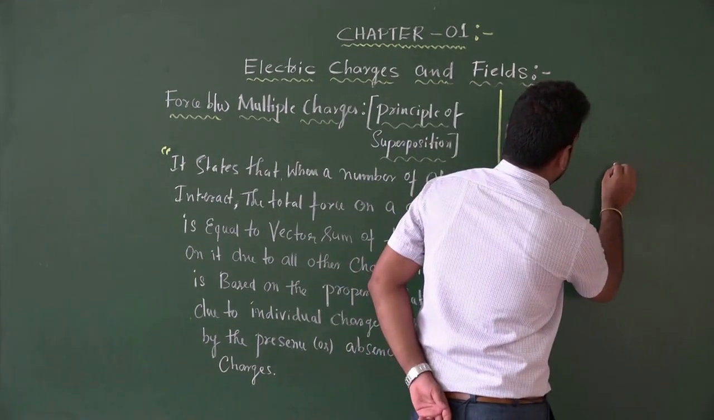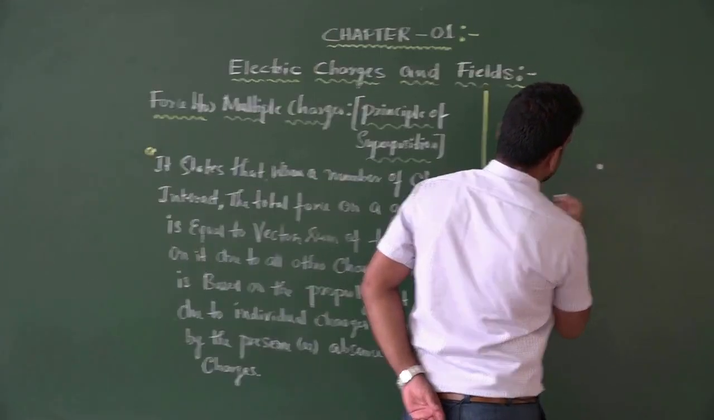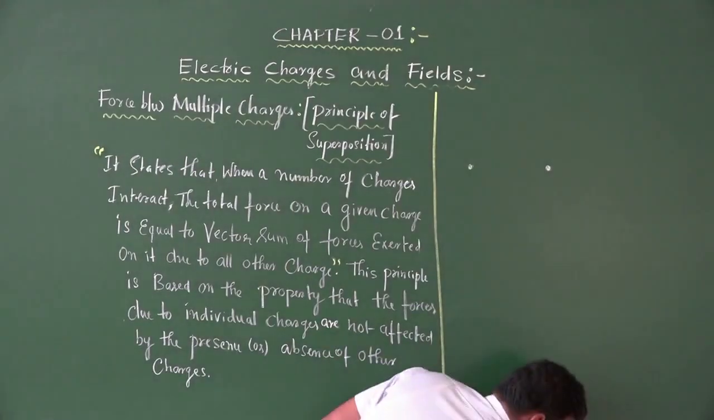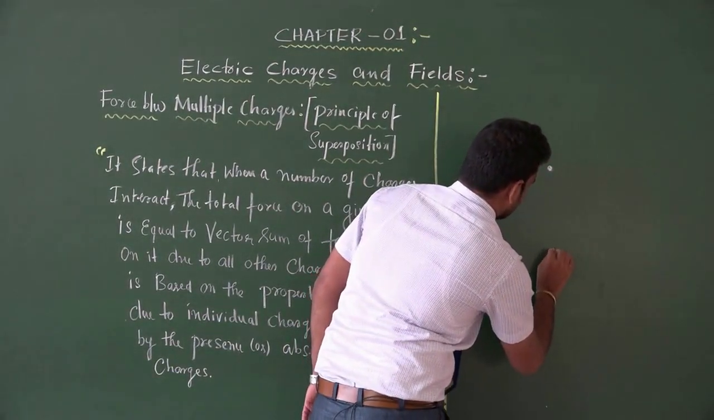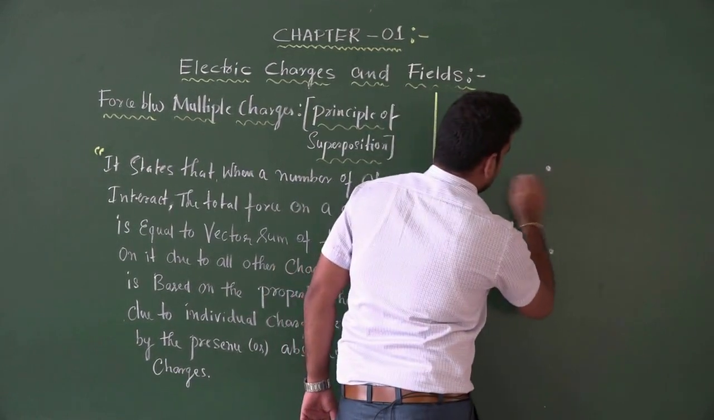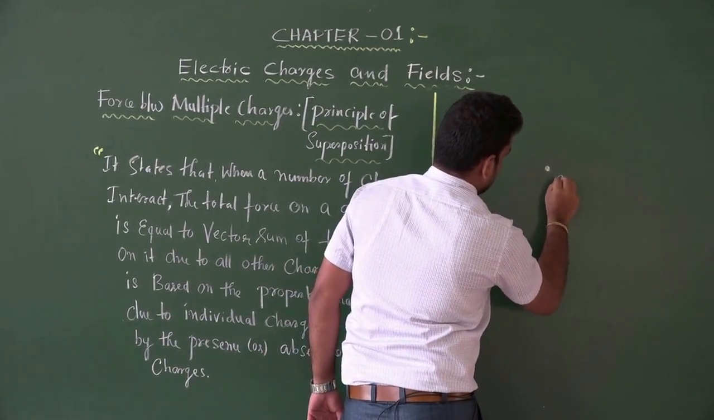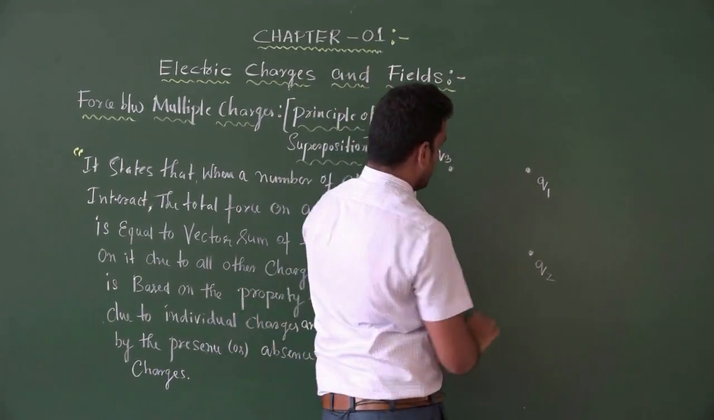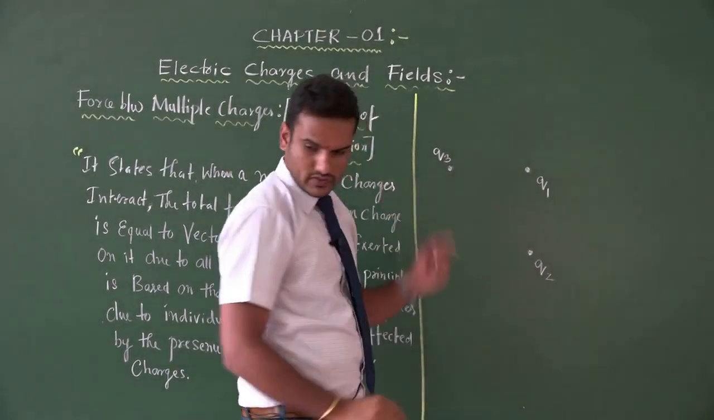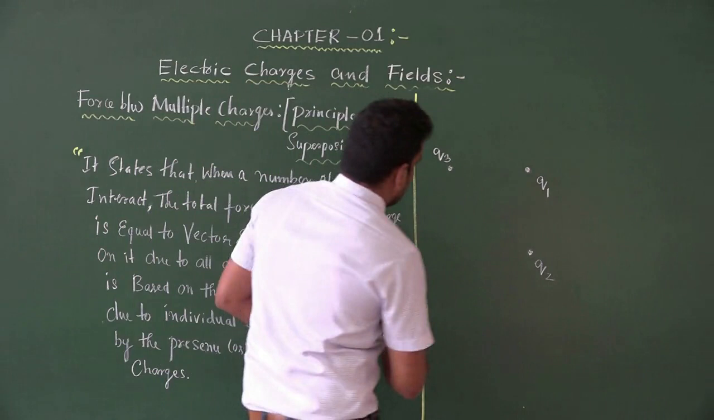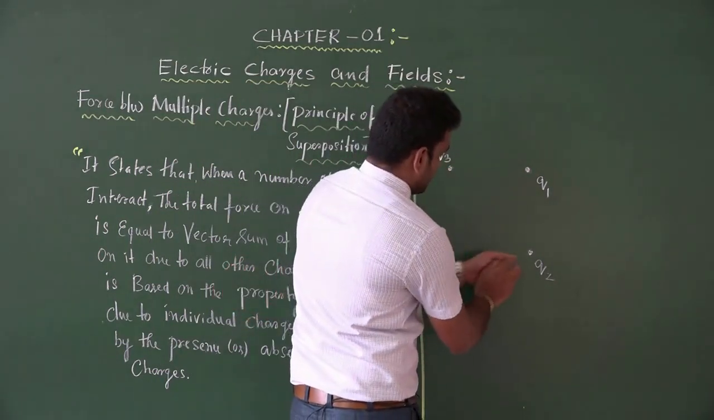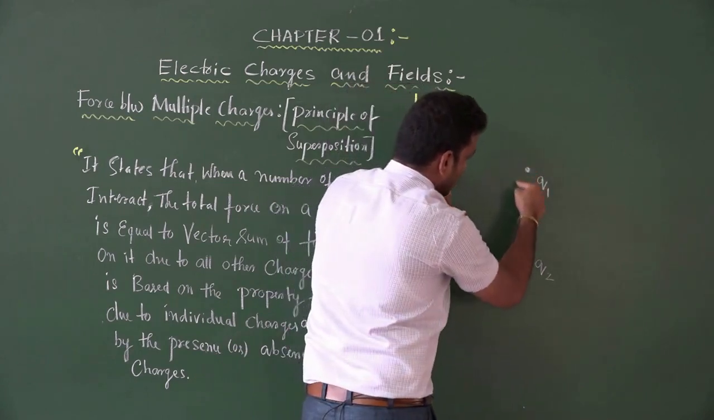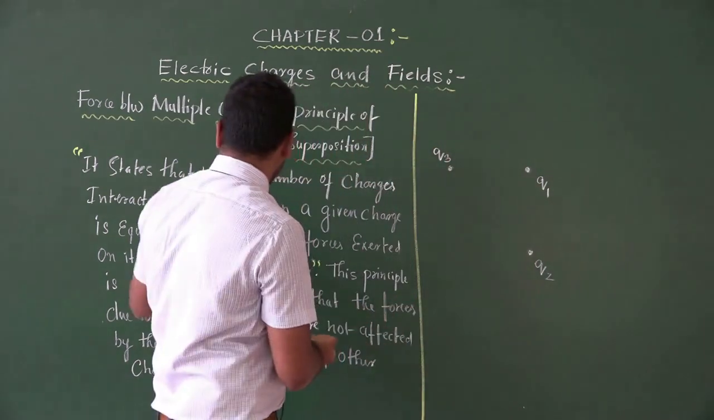Look at this. Here I can draw one charge, here one more charge, and here one more charge. This is Q1, Q2, Q3. I consider only 3 point charges Q1, Q2, Q3. We know that a force can be exerted from Q2 on Q1, and a force can be exerted from Q3 on Q1. Here Q1 is the target charge or the given charge according to this statement.